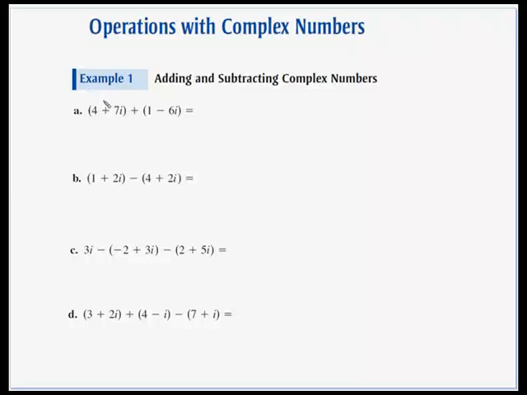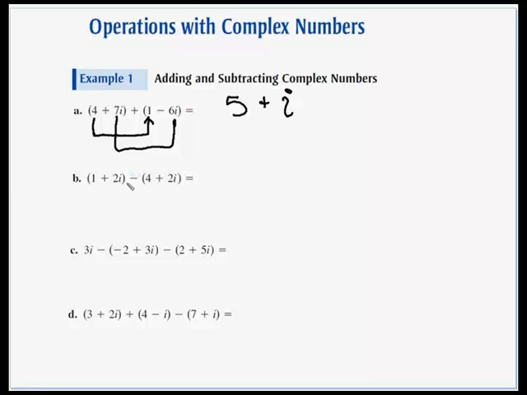Operations with complex numbers. In example 1, we're just going to add and subtract complex numbers. So here, we're adding. We can just ignore the parentheses and say the real piece plus the real piece. 4 plus 1 is 5. And then we have plus 7i and a minus 6i. So that would be a plus 1i, or just plus i.